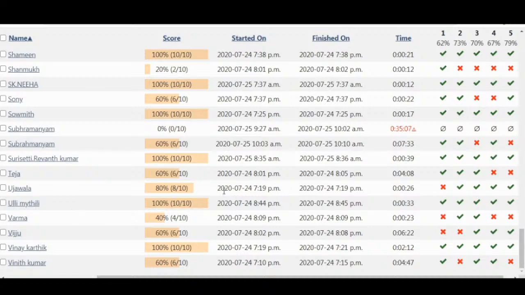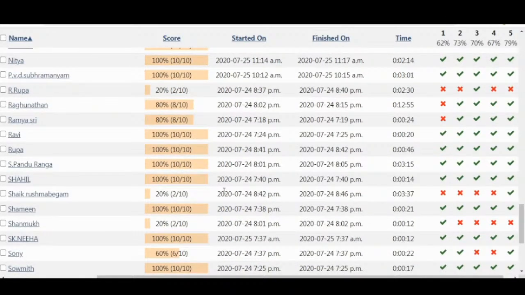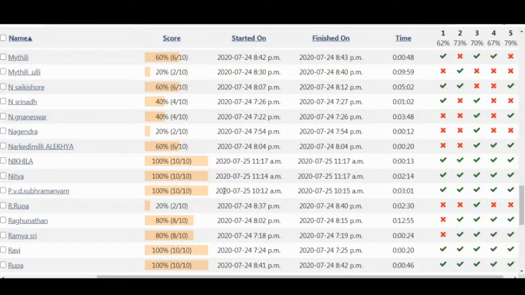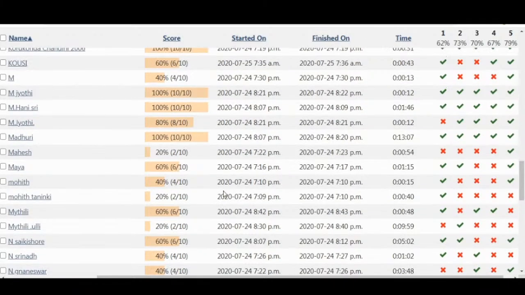Congratulations to the students who got 10 by 10 for your hard work, and congratulations to the remaining students also for participating in the online test. Try to get good marks in the coming online test.